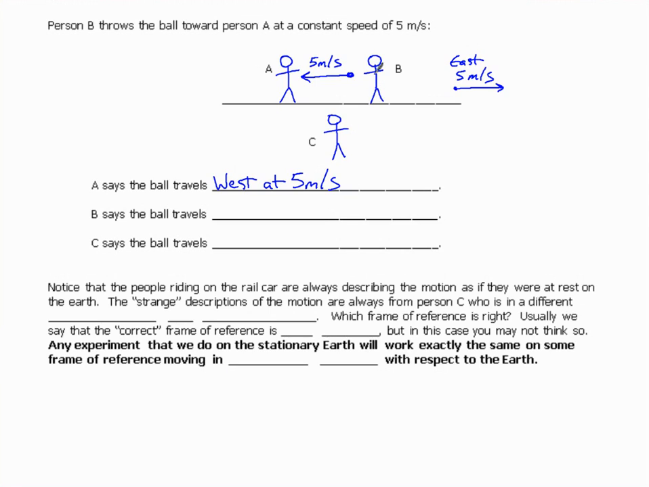Person B is watching the ball fly through the air. Person B says the ball travels west at 5 meters per second. Person C is watching from the side. The train is moving east at 5 meters per second, and the ball is moving in the opposite direction at 5 meters per second. Person C says the ball is stationary.